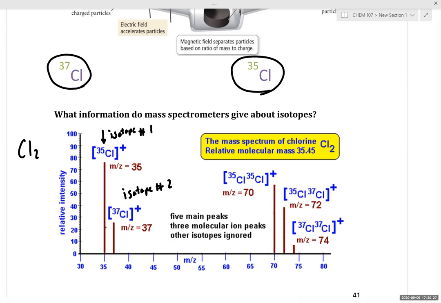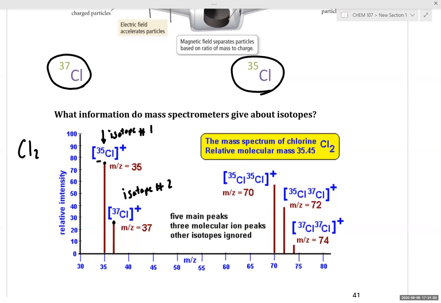So my question to you is, do we have the same amount of chlorine 35 and 37 just looking at the height of this readout? Do we have the same or different amounts of each isotope? So looking at these two readouts, if the height of the peak corresponds to the amount of an isotope, we have different amounts, right?